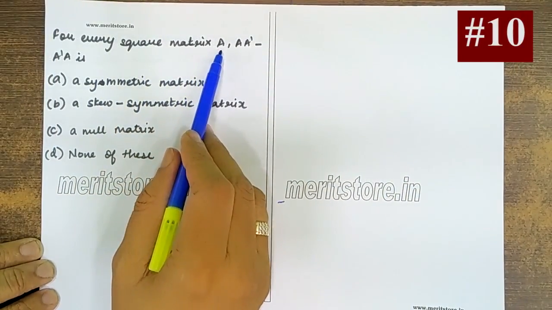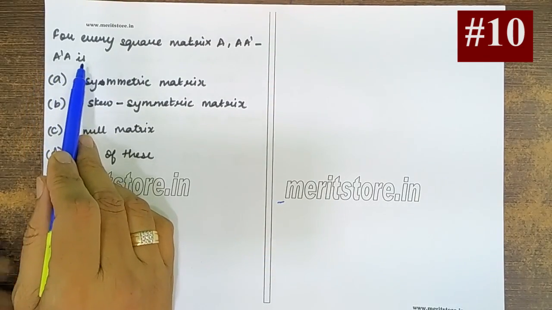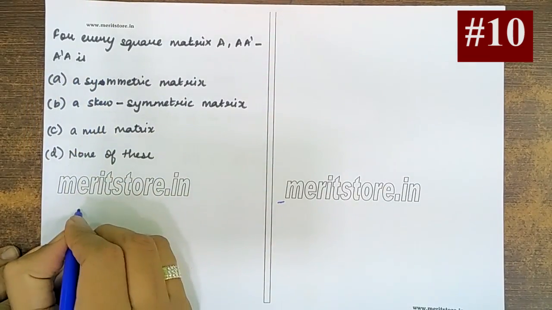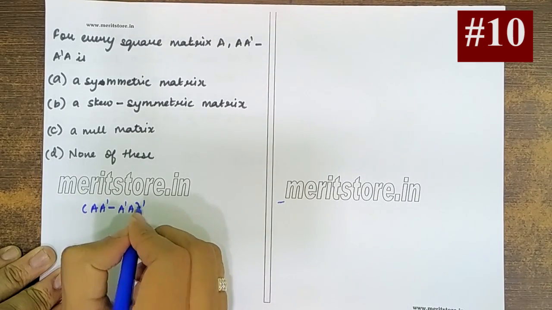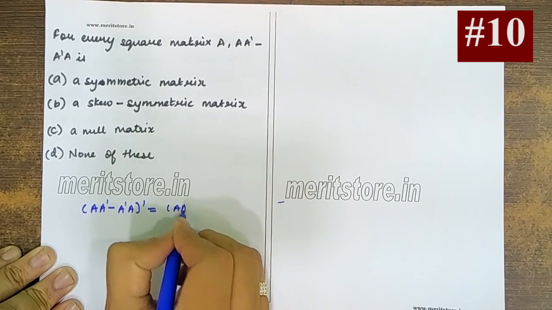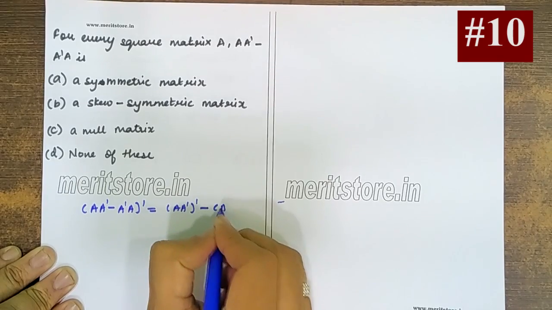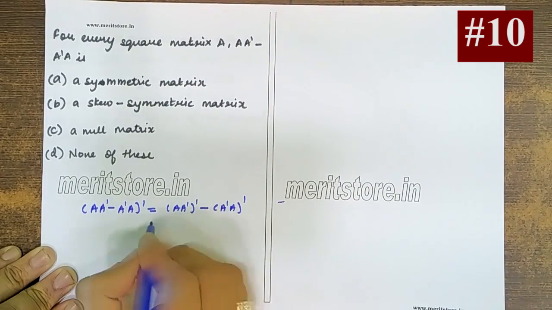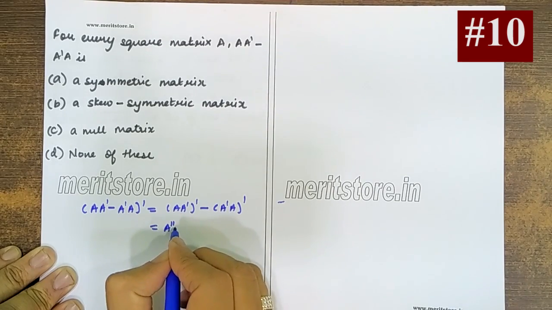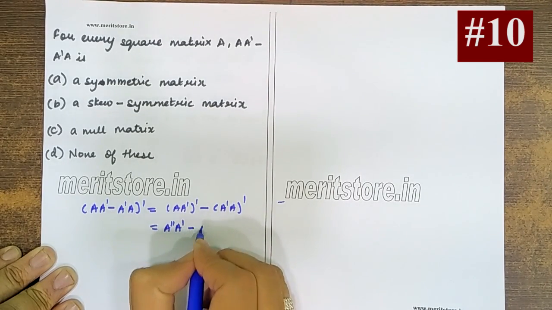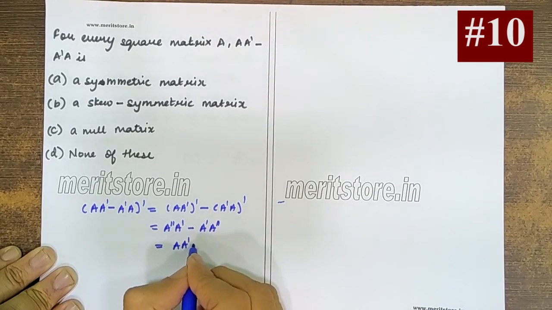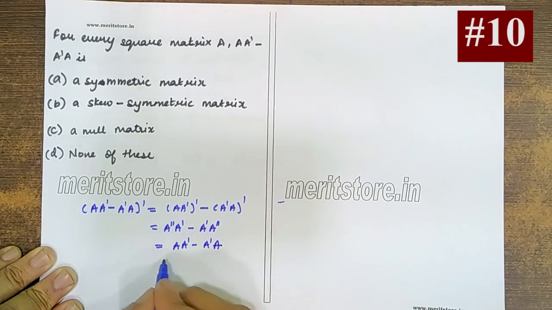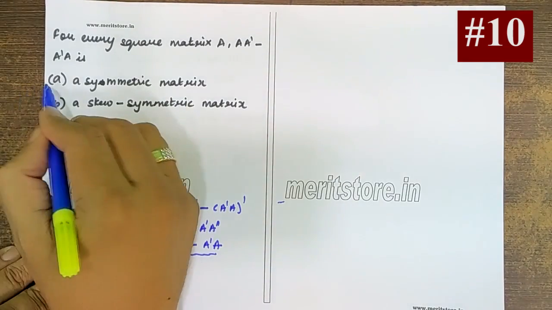For every square matrix A, A dash minus A dash A is. Now we'll start with the condition: A dash minus A dash A, the whole dash. This we can write as A dash the whole dash minus A dash A the whole dash. On simplifying this, we'll get A double dash A dash minus A dash A double dash, which is equal to A dash minus A dash A. So here this is nothing but a symmetric matrix. So A is the correct option.